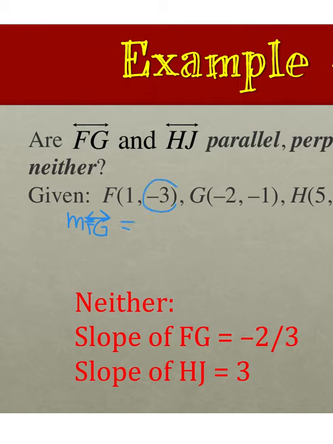FG. So I start with one of the y's, it doesn't matter which one, and I subtract away the other y. So negative 3 minus negative 1 over, and then because I started with negative 3, I have to start with 1. It's going to be minus negative 2. Okay, let's clean this up. Negative 3 plus 1 is negative 2 divided by negative 1 minus negative 2 ends up being plus, and that gives me 3. All right, right now, this doesn't tell me anything. All it tells me is the slope of FG. So I have to do the same thing for HJ.